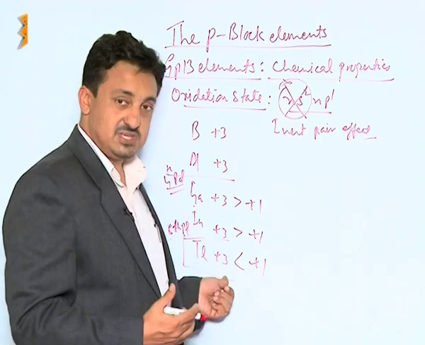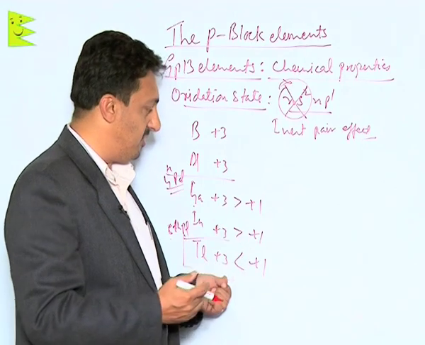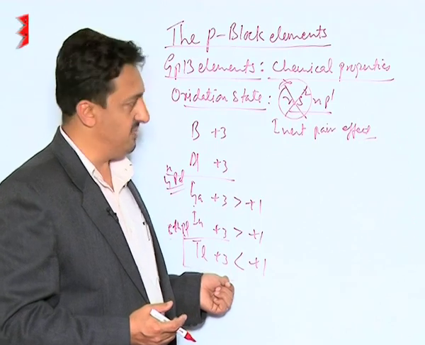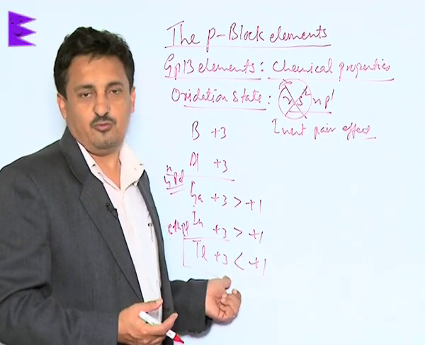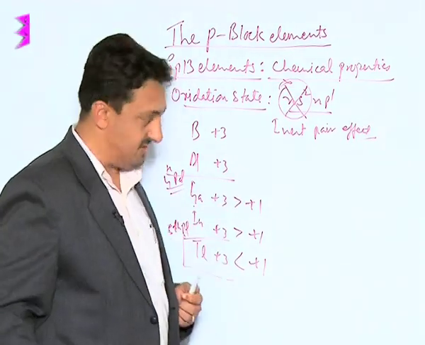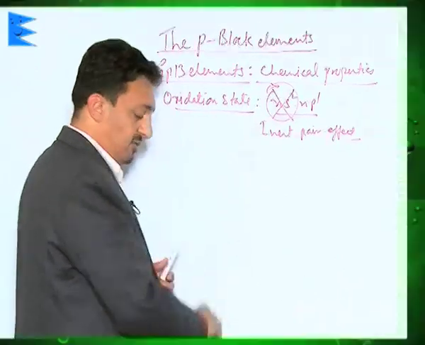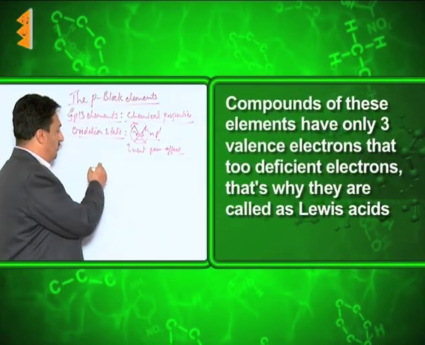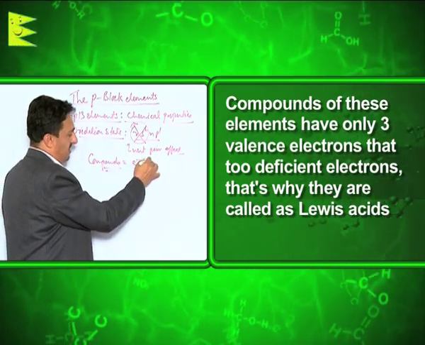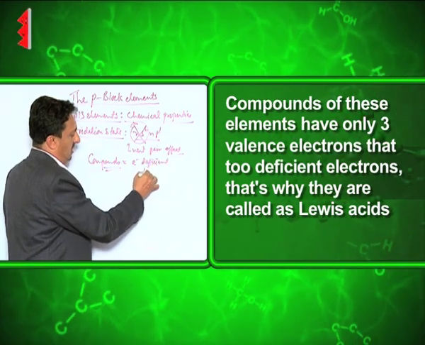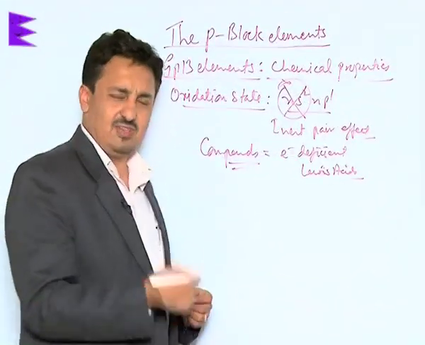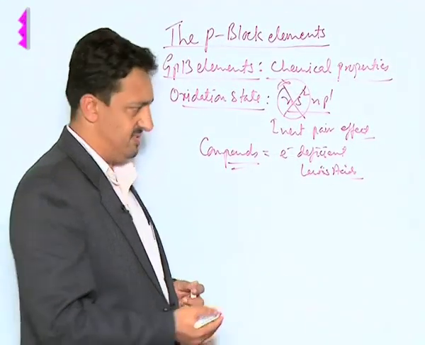That is how the character changes, and this tendency to show two different oxidation states with a difference of 2 is called the inert pair effect, because of the poor screening of the ns2 electrons by the inner f or d electrons. So that's the peculiar thing we have, and that is the change in the properties. Another important thing is that since they have only 3 valence electrons, most of their compounds will be electron deficient. So they all will be Lewis acids, whether they are halides or hydrides.